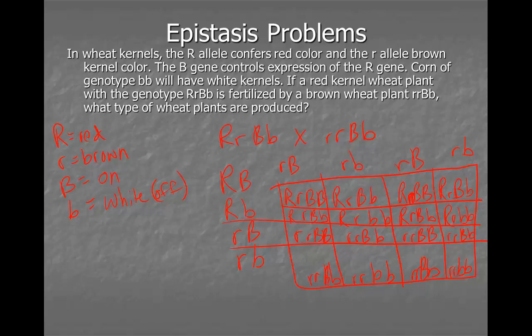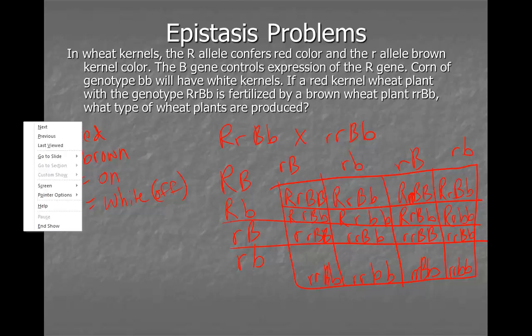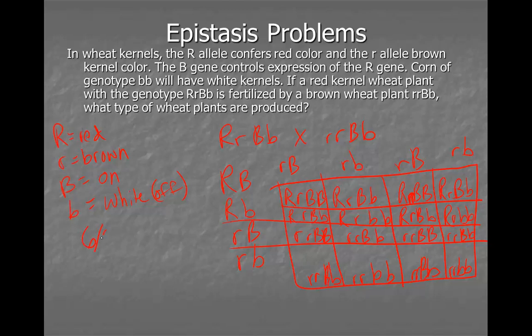Now again, the question is, if a red kernel wheat plant with the genotype heterozygous for each locus is fertilized by a brown wheat plant, homozygous recessive for color and heterozygous for the on-off, what type of wheat plants are produced? We're looking at the phenotypes. We would have 6 out of 16 are red, 6 out of 16 are brown, 4 out of 16 are white.